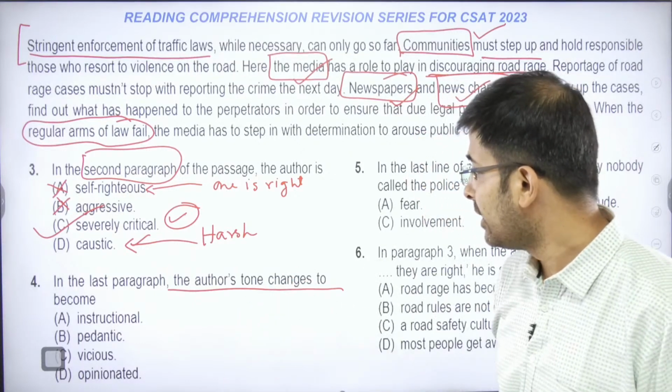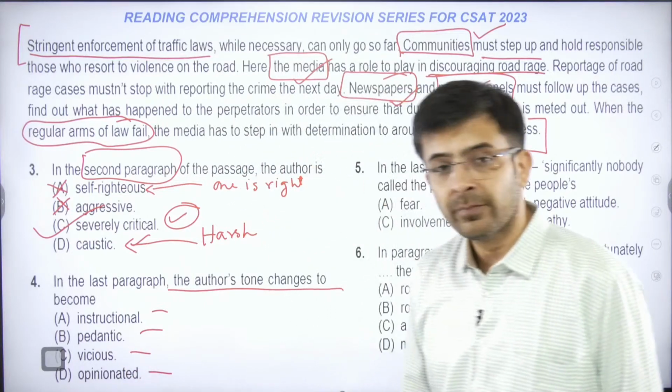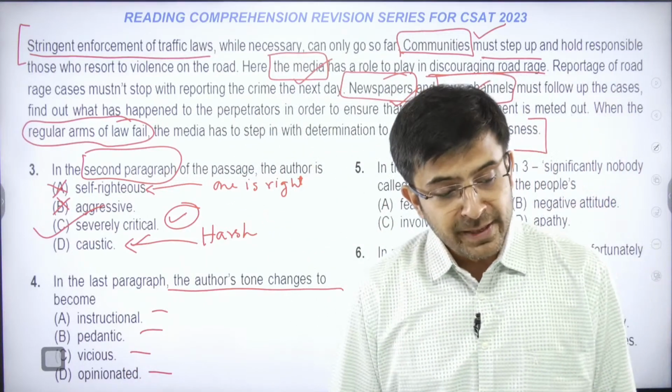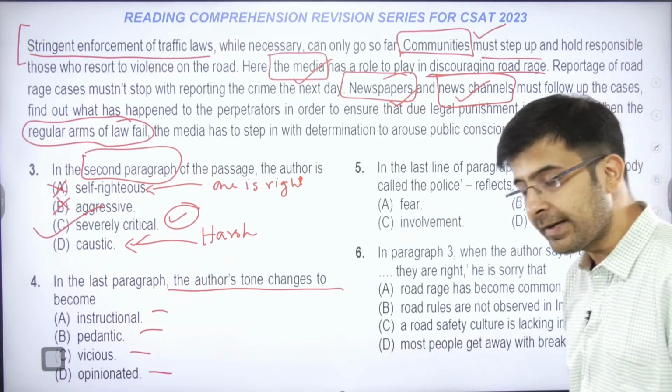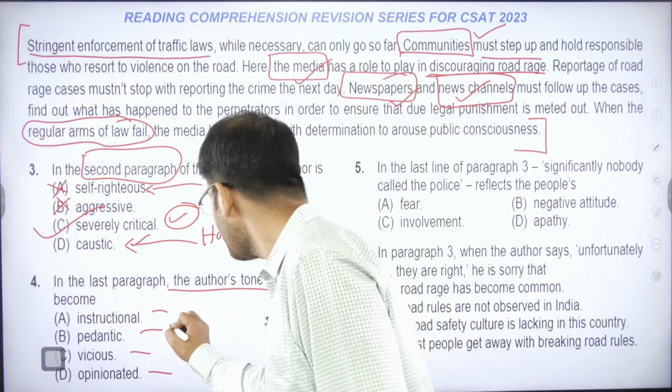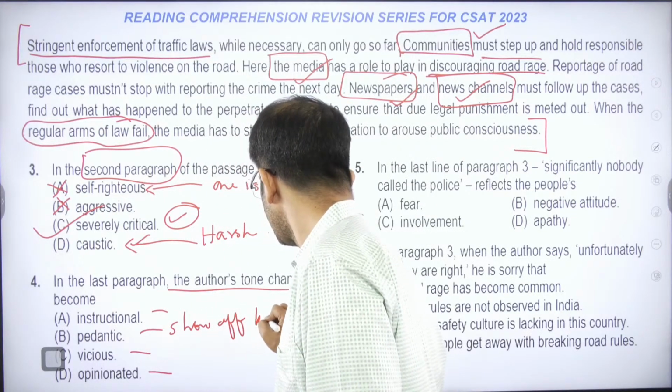So, what is he doing? Instructional, pedantic, vicious or opinionated? What would pedantic mean? Pedantic is when you show off your knowledge. Okay?